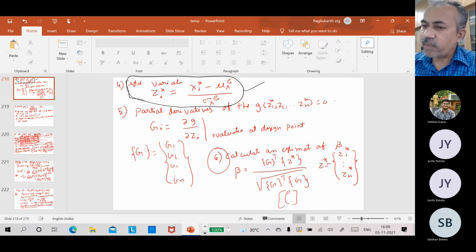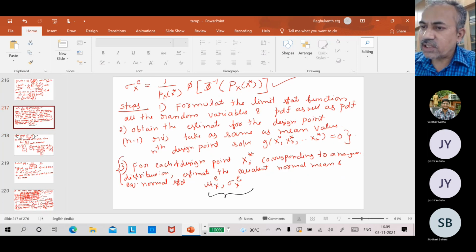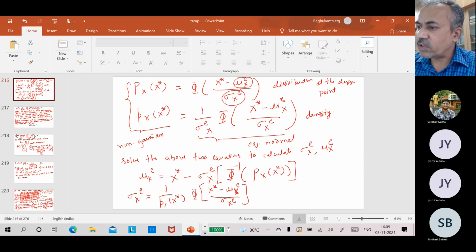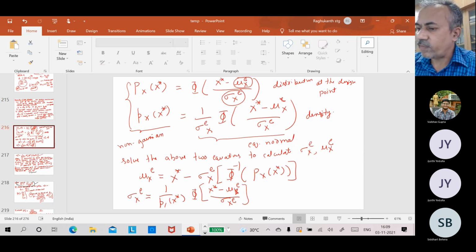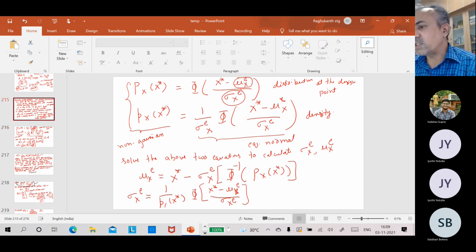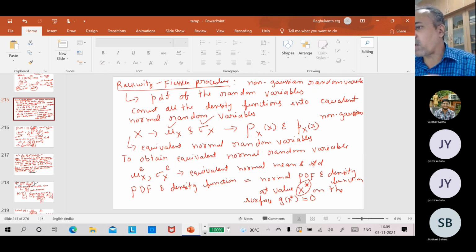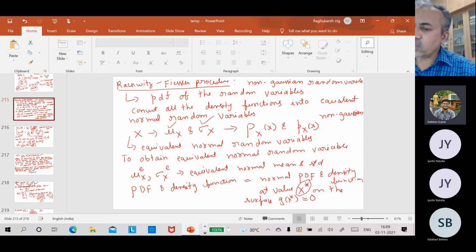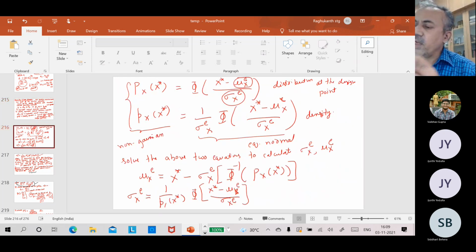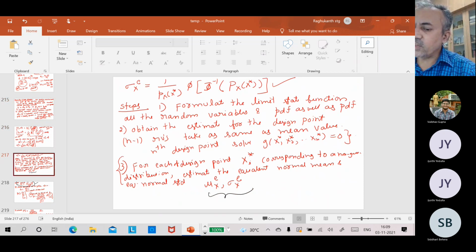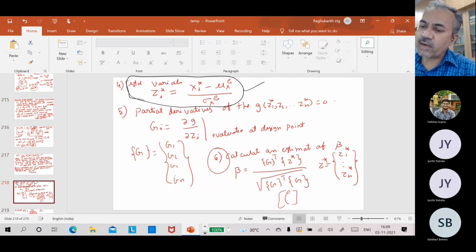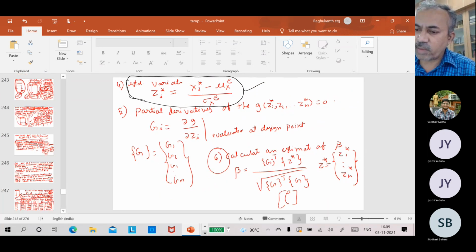You remember we told that methodology, the Rackwitz procedure. What is that Rackwitz procedure? Suppose they are not normal, what do we try to do? Convert all the density functions into equivalent normal. So finally, everything you are converting into equivalent normal only. Once you have done that, reduced variates are very easy to calculate. This is the most important step.